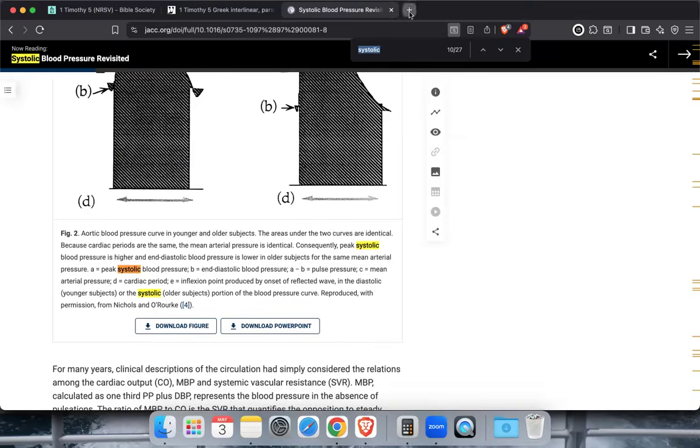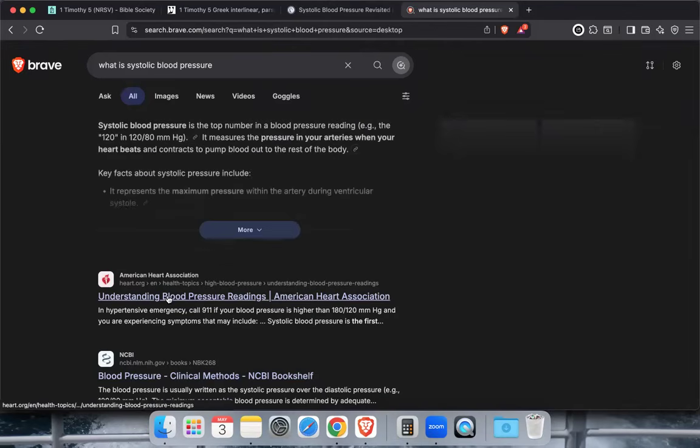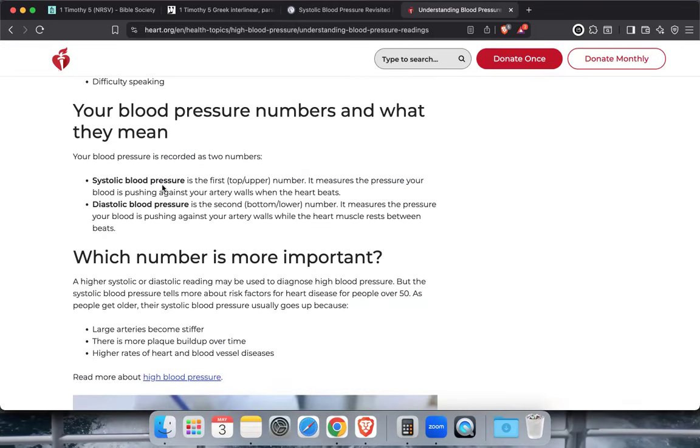So I'm just going to go over here. Maybe the American Heart Association. All right, so systolic blood pressure is the first, top, upper number. It measures the pressure your blood is pushing against your artery walls when the heart beats. Diastolic is the other number. It measures the pressure your blood is pushing against your artery walls while the heart muscle rests between beats.